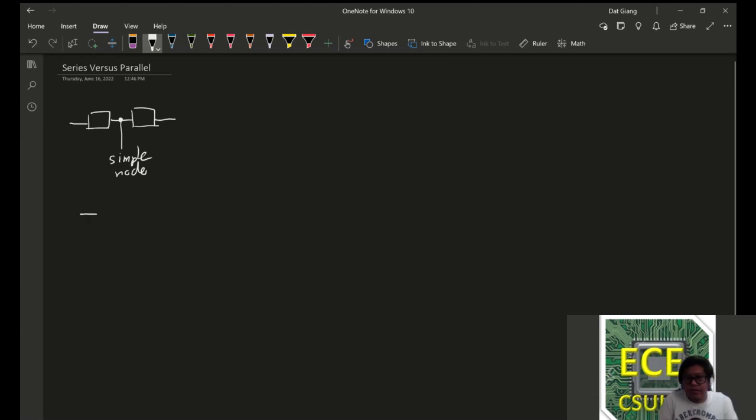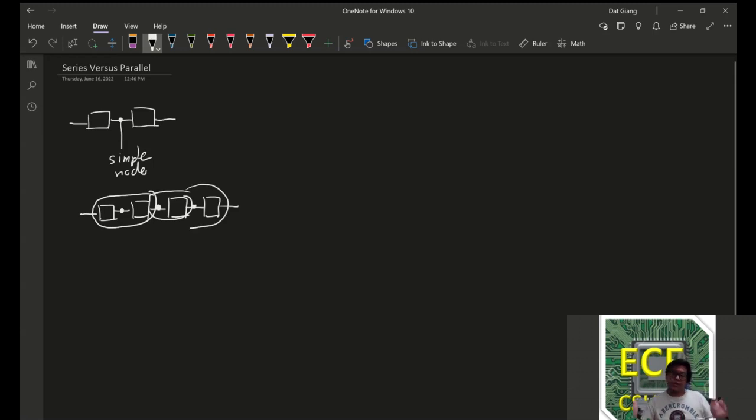So if you had a bunch of connections like so, this element and this element are in series, but the combination of these two is in series with this, as we can see with this simple node. And then the combination of that is in series with this node. But in general, we can say that series means you have back-to-back connections.